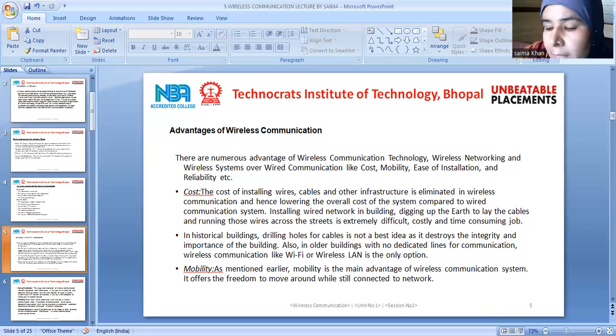So students, I think you now know the two effects of the multipath propagation. One is fading and the other is intersymbol interference.